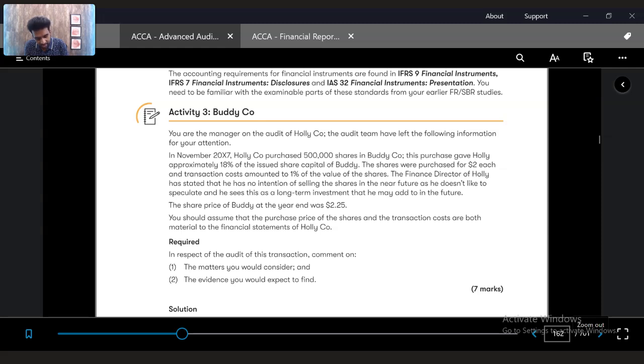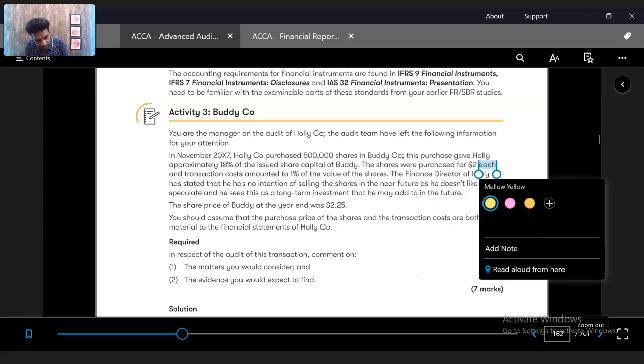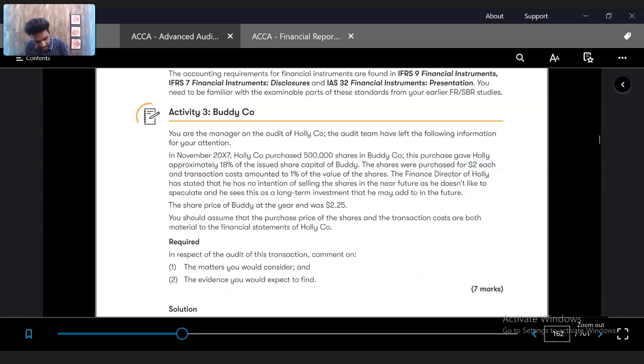In November 2007, Holy purchased 500,000 shares in Buddy Co. This purchase gave Holy approximately 18% of the issued share capital of Buddy. The shares were purchased for $2 each, and the transaction cost was 1% of the value of shares. The finance director of Holy Co. stated that he has no intention of selling the shares in the near future, as he doesn't like to speculate and he sees this as a long-term investment that he may add to in the future. The share price of Buddy at the year end was $2.25.